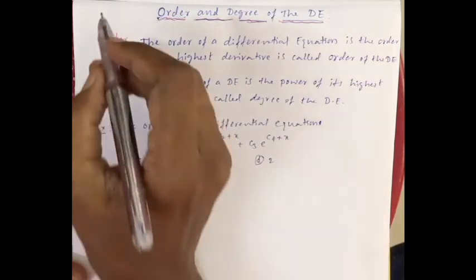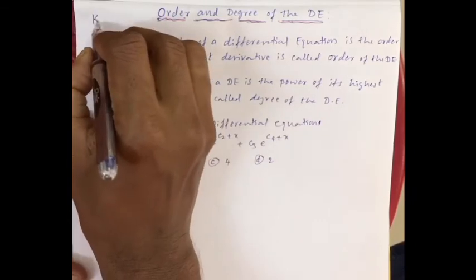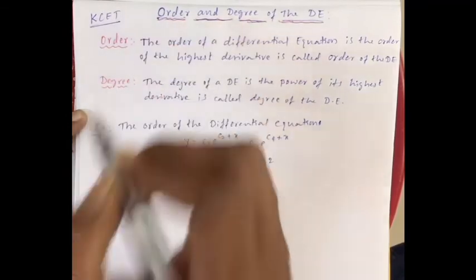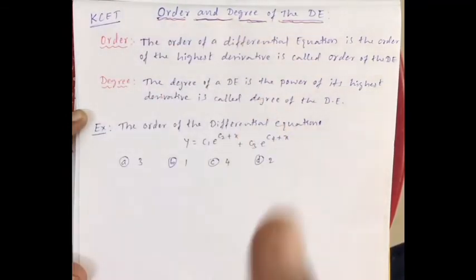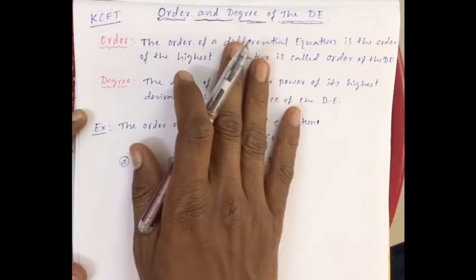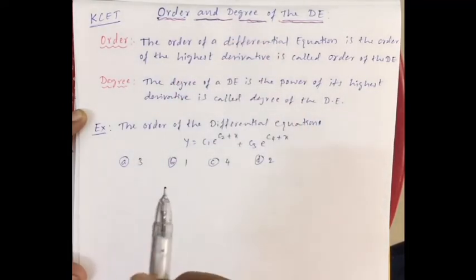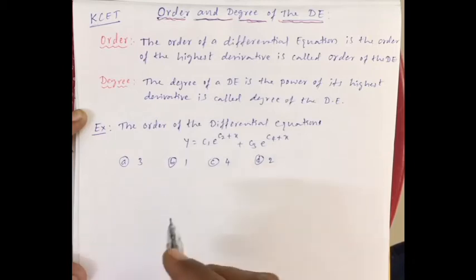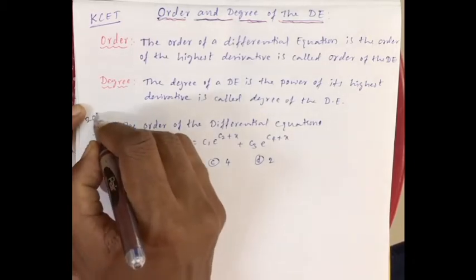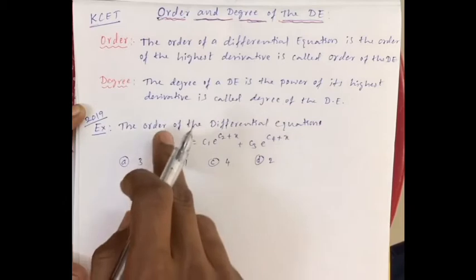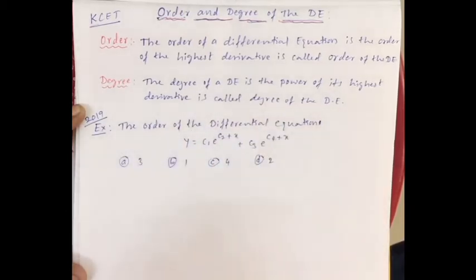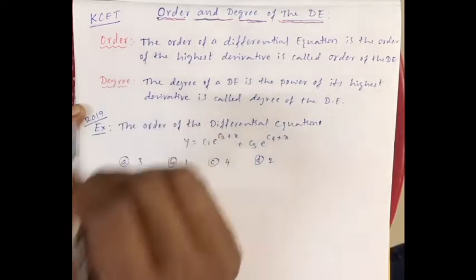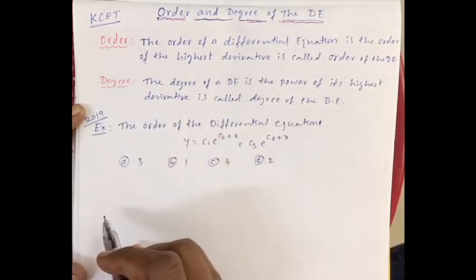Especially in KPUC, KCET, every year at least one question from this topic will come, either degree or order. Last year, 2019, this is the question paper, and this is a question from a previous year, right? Before that we will see the definitions of order and degree.